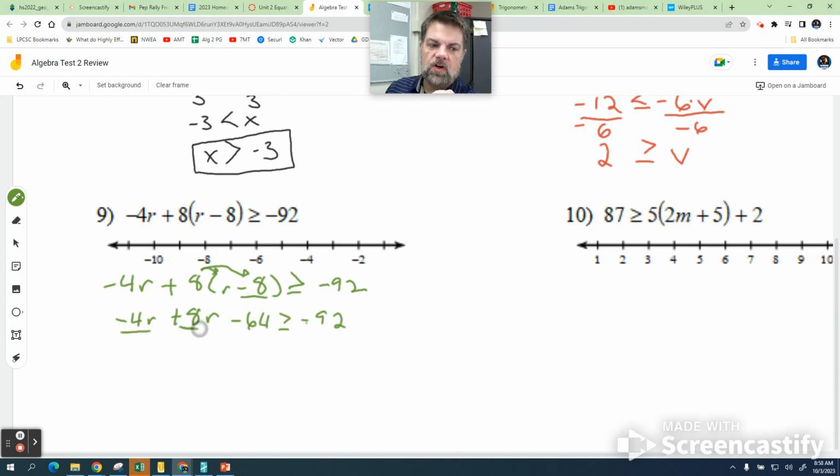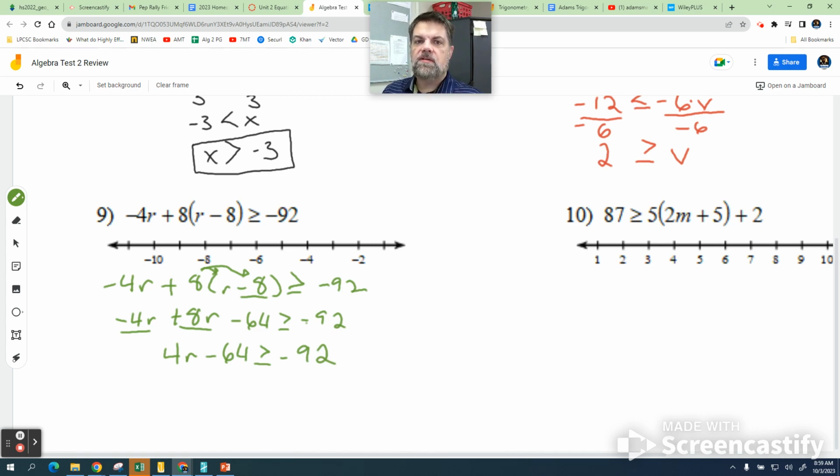All right, so I'm going to combine like terms, right? I have a negative 4r and a positive 8r. What's 8 minus 4? 4. So that reduces down to 4r minus 64 is greater than or equal to negative 92. Okay.